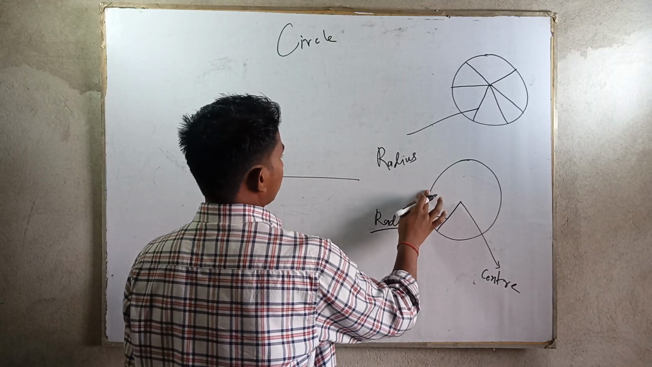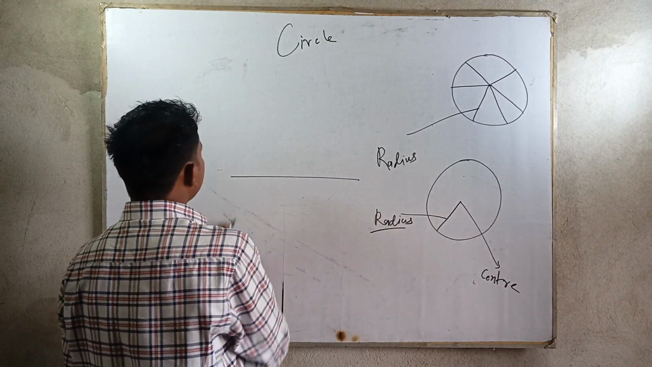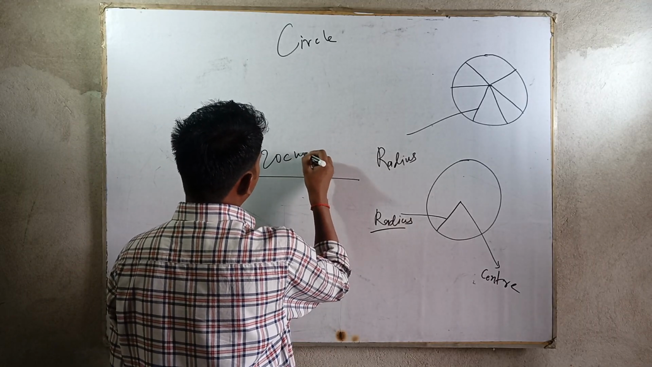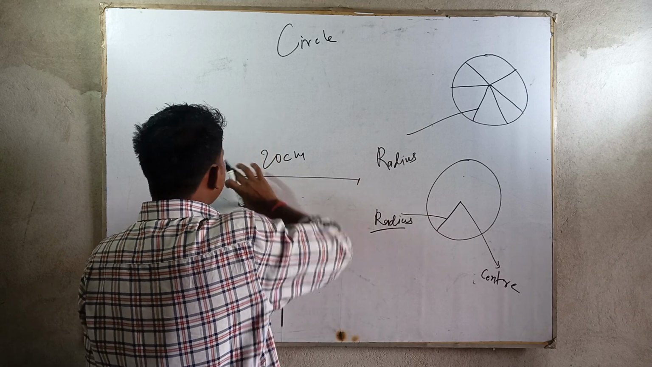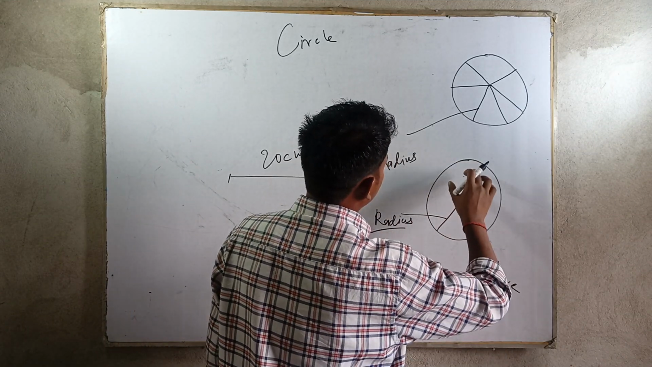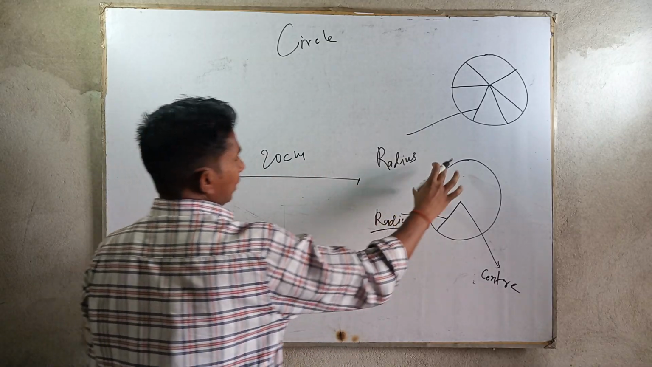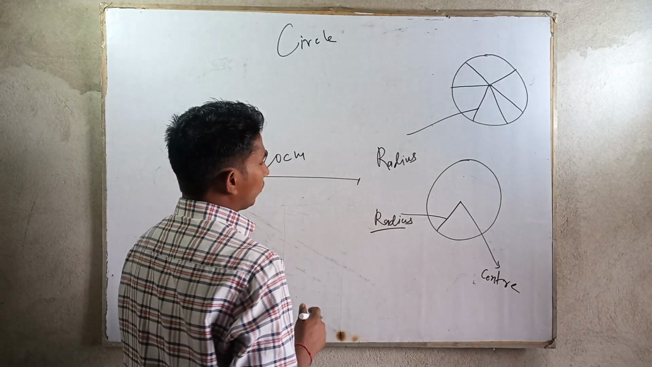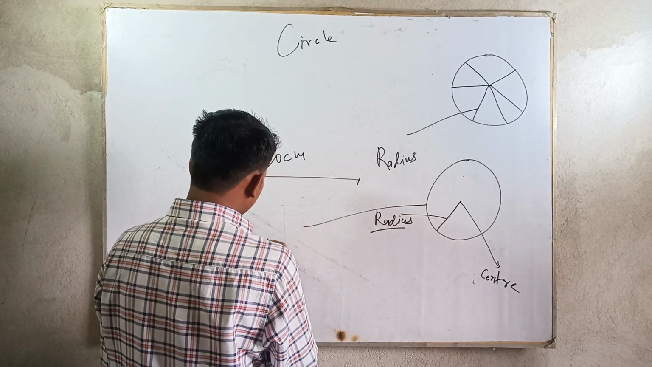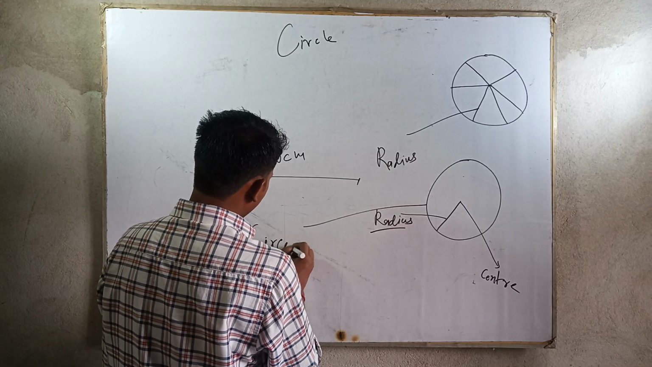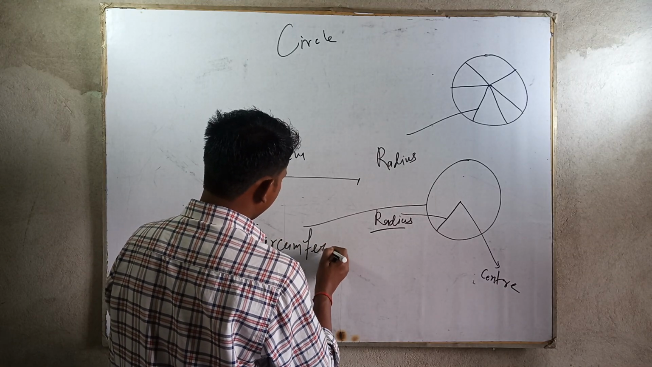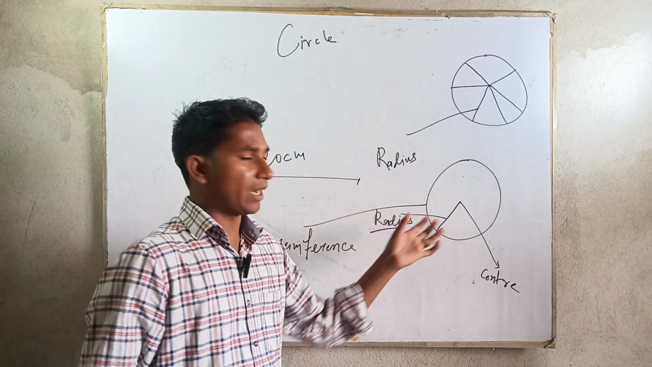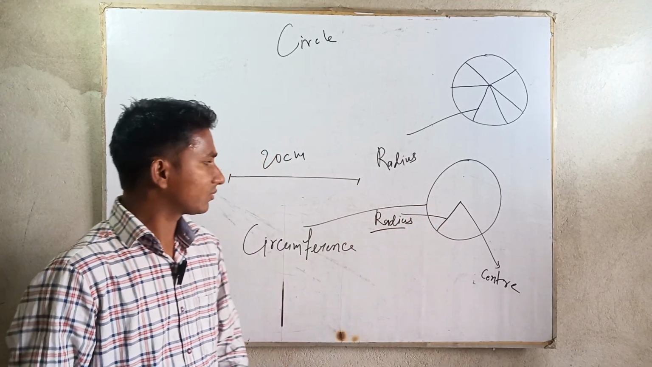And the outer part: suppose I have one thread or wire, its length is 20 centimeters, and it is bent into this form. The length of all sides will be equal. So this is called the circumference. Circumference means the measurement of the outer part of the circle.